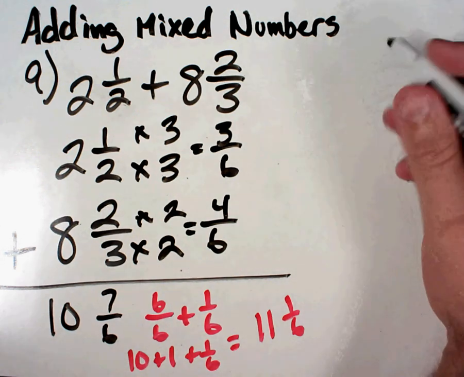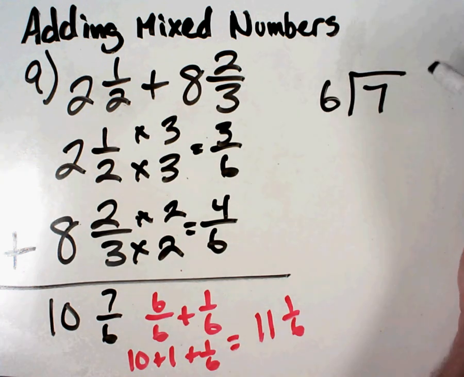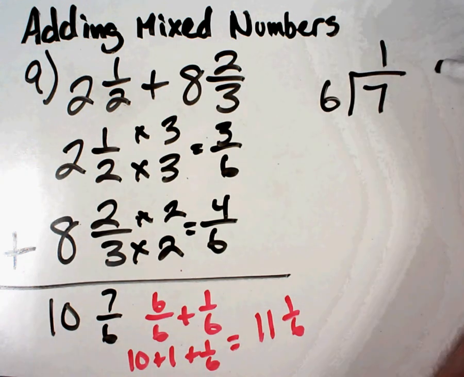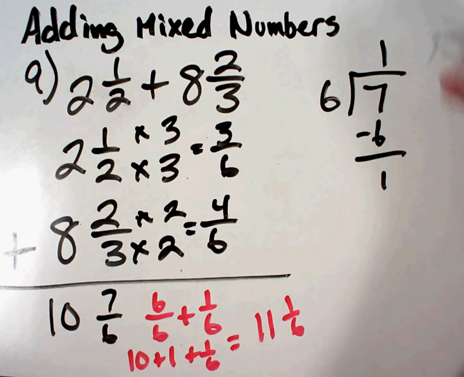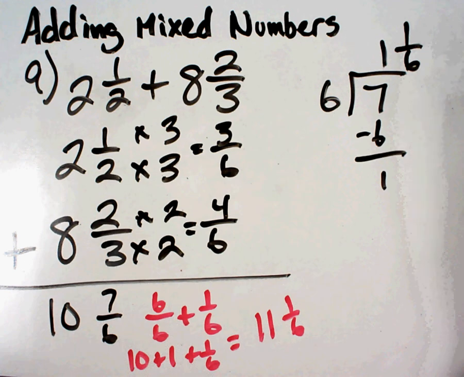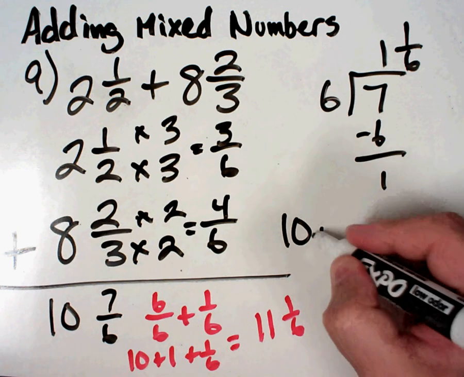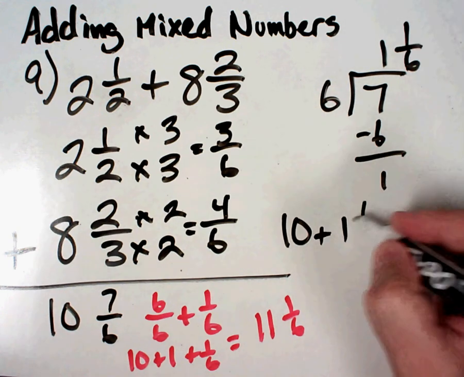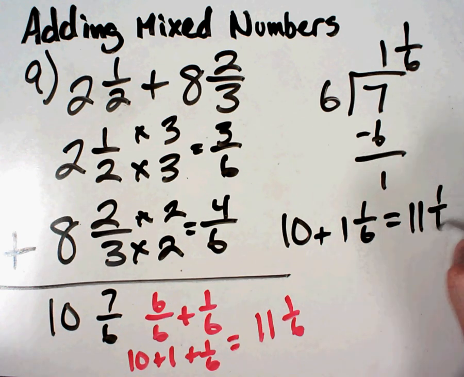Like I said a moment ago, these division problems are usually going to be pretty simple. Your answer is usually going to be 1 and then some kind of a fraction remainder. 1 times 6 is 6. So in this case, my answer is 1 and 1/6. So if you need to go through that process, go through it. And so I've got my whole number plus my answer for my division problem, which gives me 11 and 1/6.